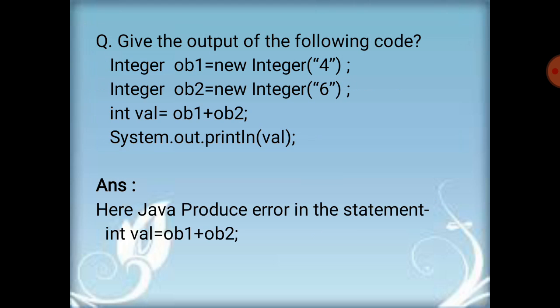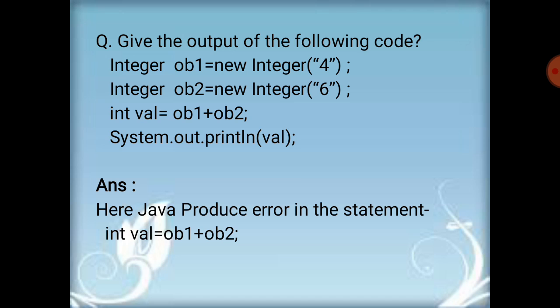Now let's solve a question on this topic. Give the output of the following code. Integer ob1, the Integer wrapper class and its object is ob1, and we have initialized it with new Integer(4). Integer ob2 = new Integer(6). Now int val = ob1 + ob2. I have taken a new variable val. Then we have to print System.out.println(val). It prints the value of val. What is the output of this program?